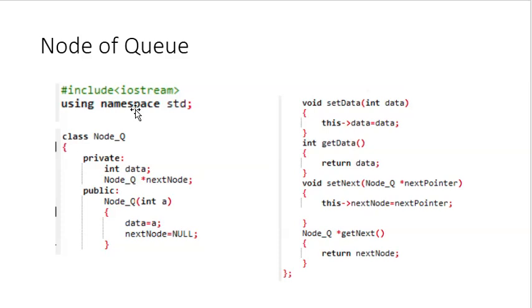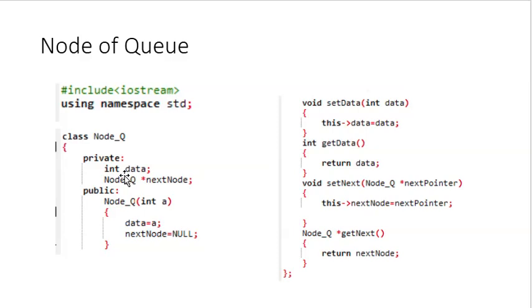So in this I have created a data member, as we already know that a node has data and a pointer next, and publicly we have assigned the data in a function.